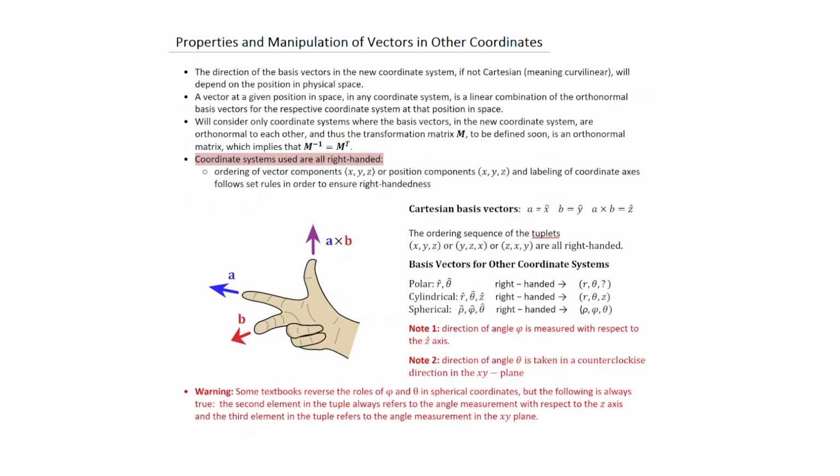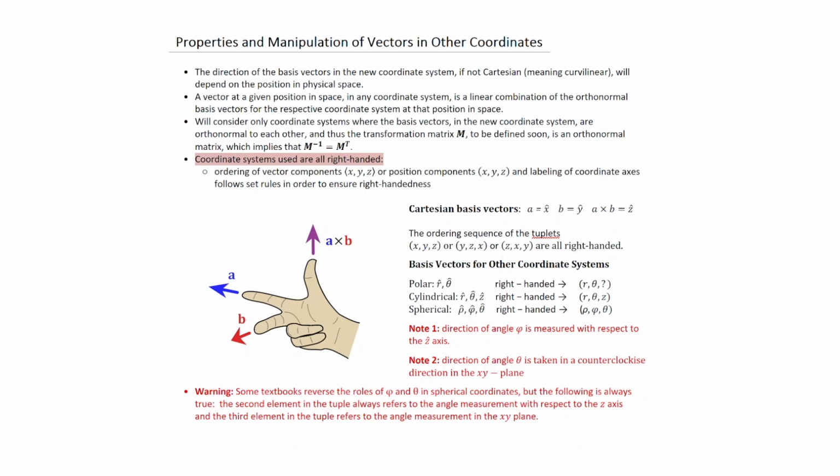All right, so now let's talk about properties and manipulation of vectors and other coordinates, some specific details which are really important to understand, because this is where so often we all go wrong. I mean, forget about the fact that there are conventions. Okay, so let's start with the first point, that the direction of the basis vectors in the new coordinate system, if not Cartesian, meaning curvilinear, will depend on the position in physical space. That's going to be a given.